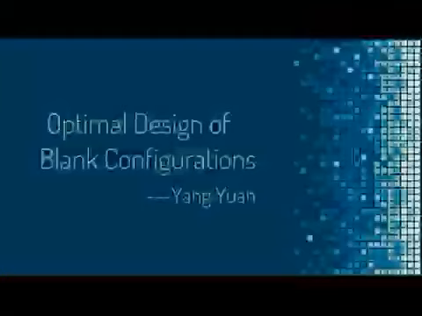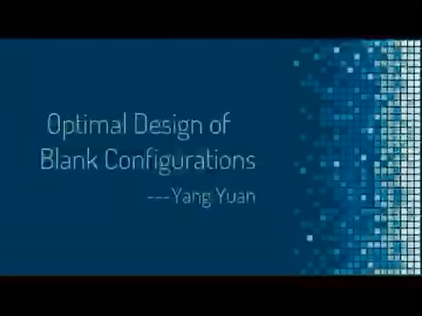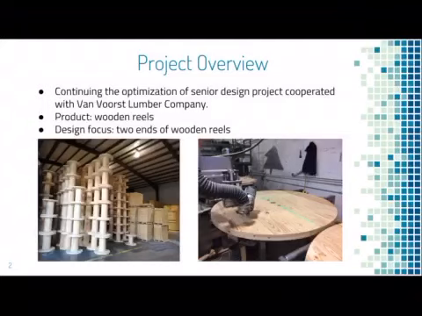In this video, I'm gonna introduce the project that I'm working on, optimal design of blank configurations. The project is continuing the optimization of my senior design project I did last semester, cooperated with Van Voorst Lumber Company. The basic products from the company are wooden rails of different sizes for commercial applications. The focus of my design is optimization for the two ends of the wooden rails to reduce production cost.